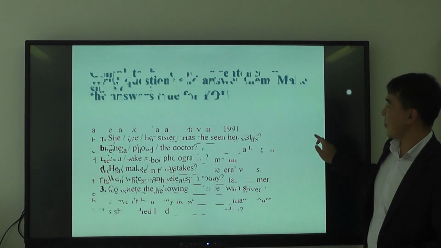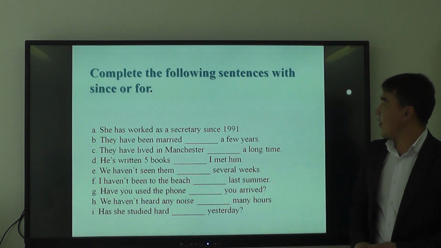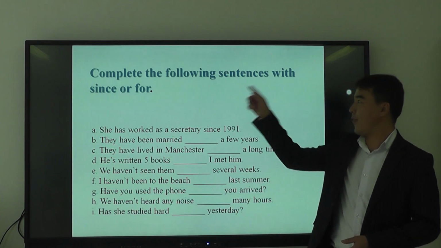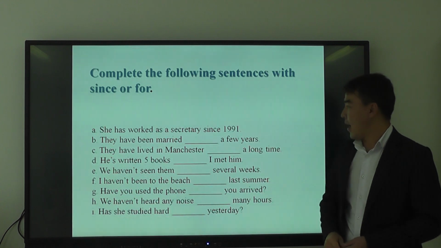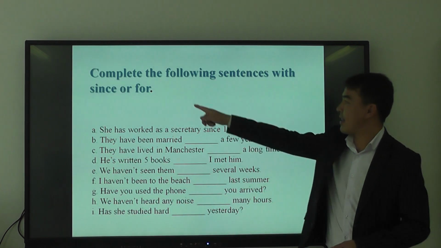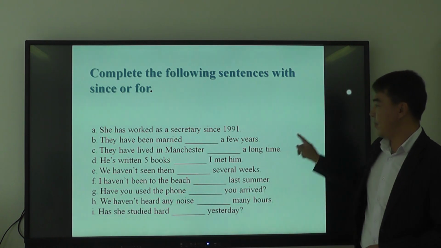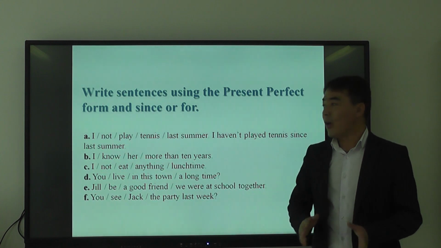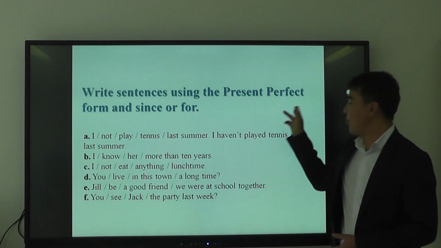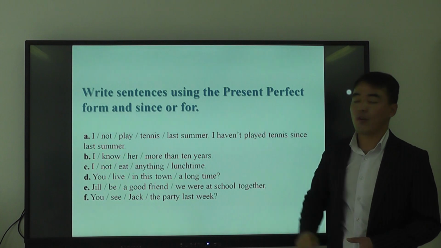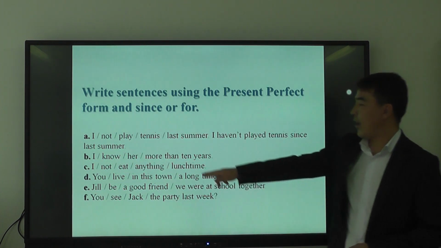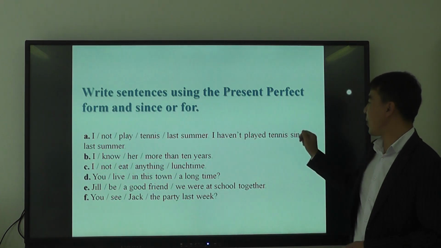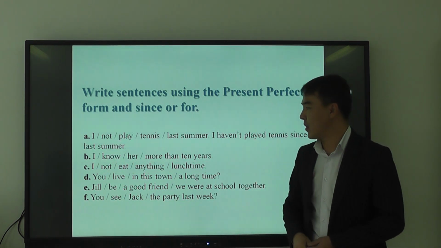The next. Complete the following sentences with since or for. Now students, you have to complete the following sentences with since or for. And then you should put here since or for. And you have to write sentences using the present perfect with since or for. For example, here I did not play tennis last summer, and now I haven't played tennis since last summer.